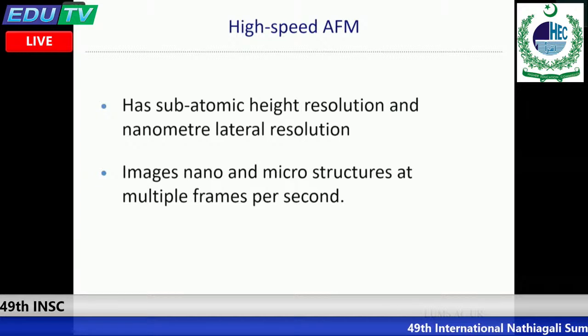But what it has in addition is that instead of you sitting there twiddling your thumbs for half an hour while you're getting an image 20 microns by 20 microns, you can do it within seconds. And that is really impressive.